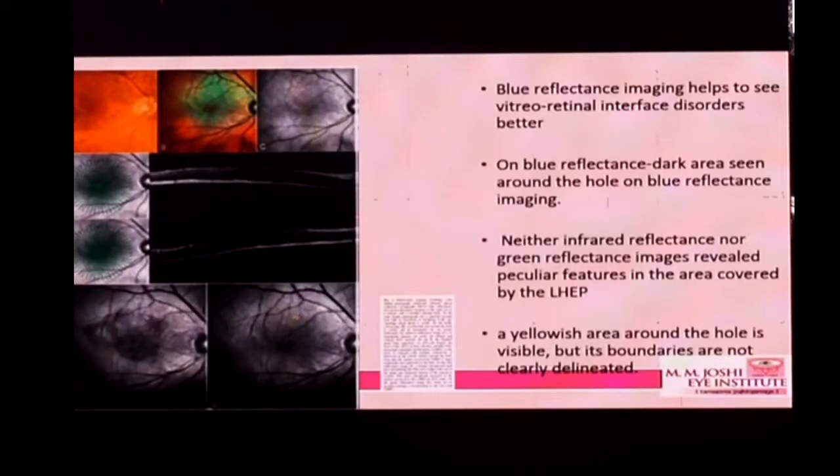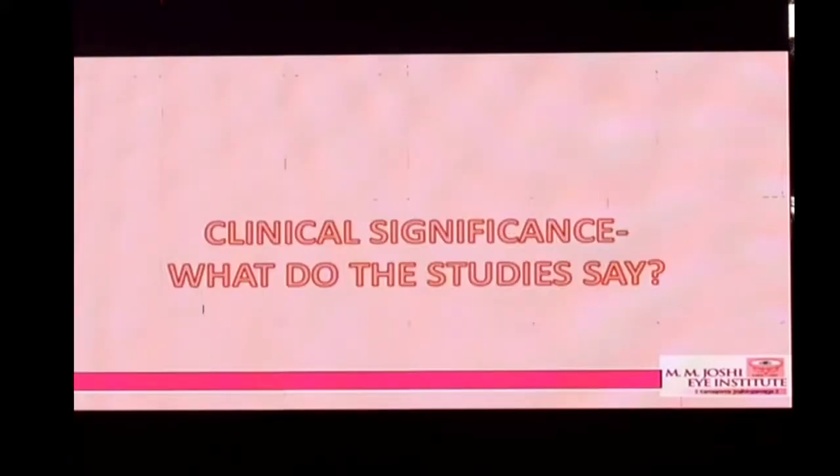The blue reflectance is actually the image where we can identify this LHEP apart from OCT. If you look at the color photograph, the multimodal false color image, and the red reflectance image, we are not able to make out the LHEP, but on OCT definitely yes. This is the blue reflectance where you can see a dark area and surrounding another dark area. This is the area of the LHEP, which can clearly be made out by the blue reflectance only.